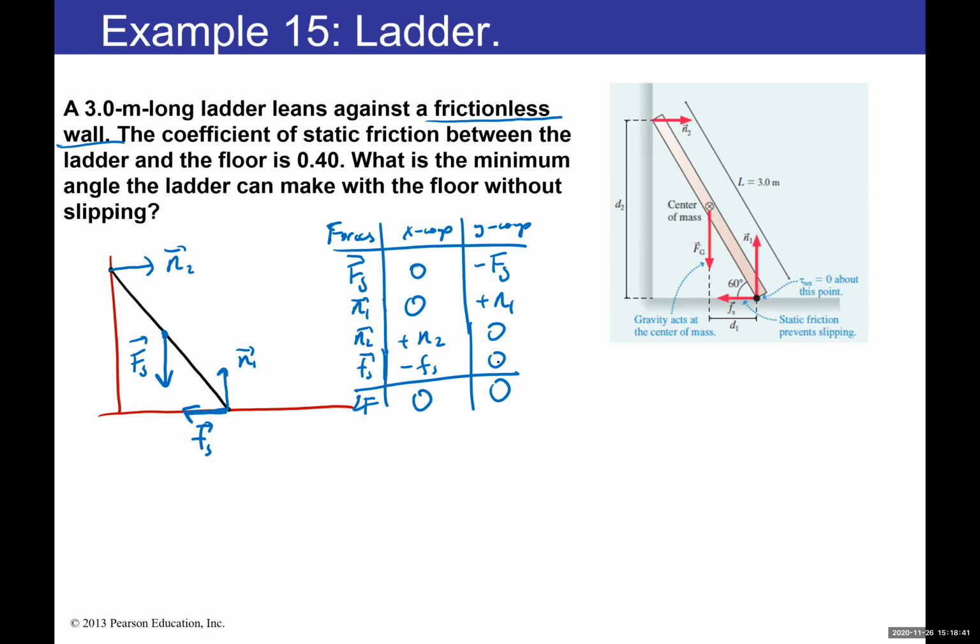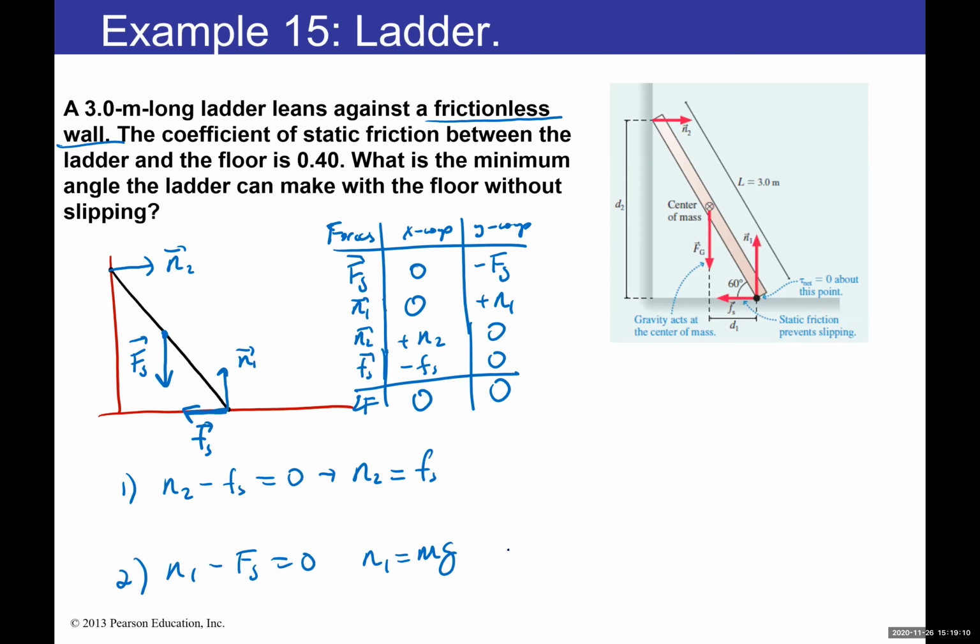All right, so equation 1 is N2 minus F of S equals 0, and equation 2 is N1 minus F of G equals 0. That means normal force 2 is equal to the static friction, and normal force 1 is equal to mg, the weight.